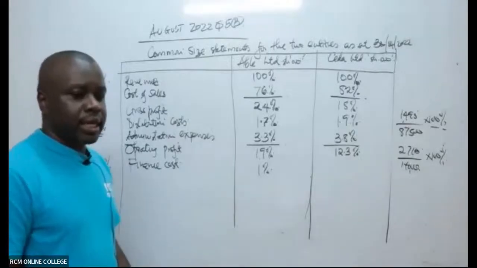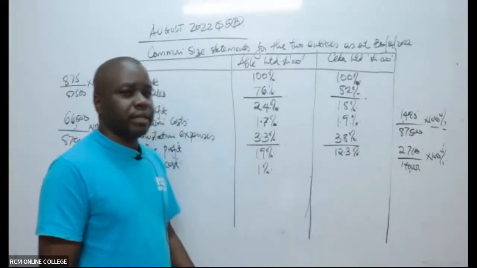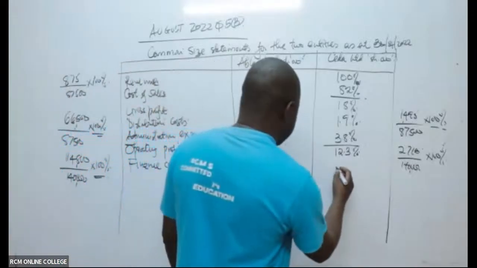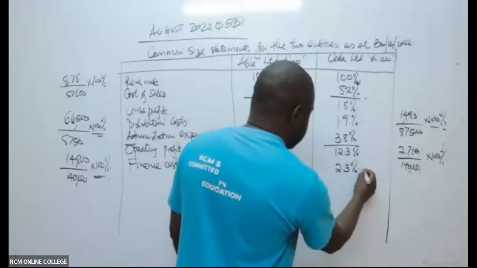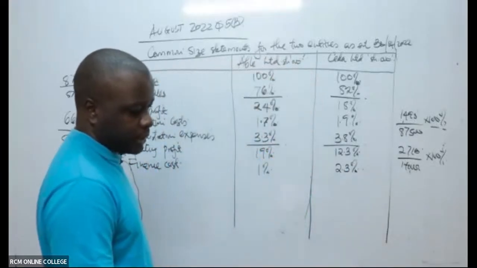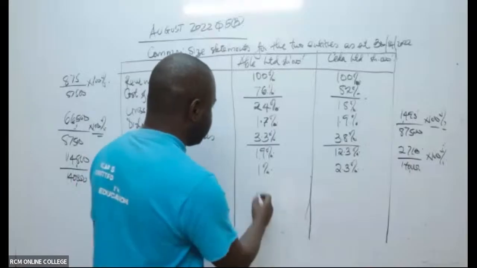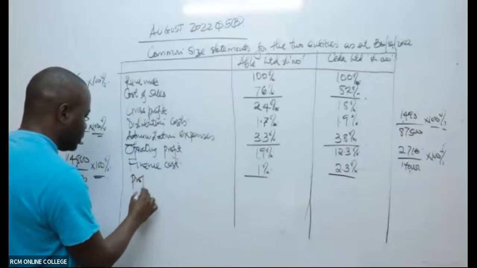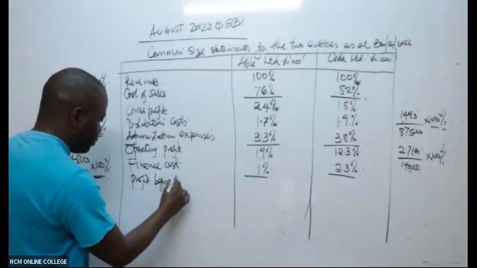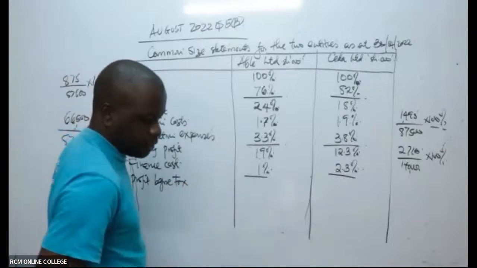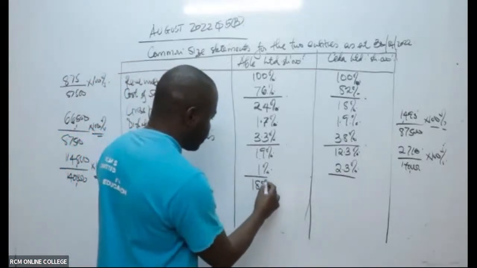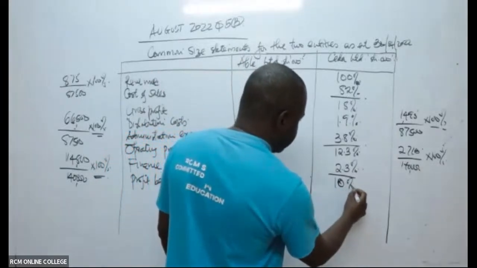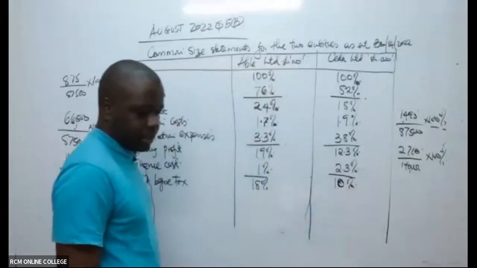Just the same procedure. 2.25%. We can round off to one figure. That will be 2.3%. Then the profit before tax: you get the difference there, you'll be able to get 18%. This one you'll get 10%.